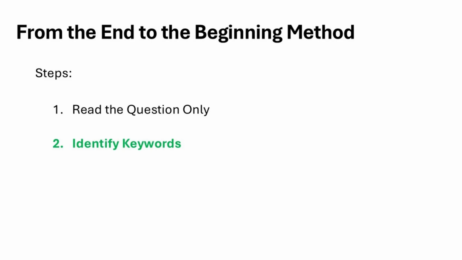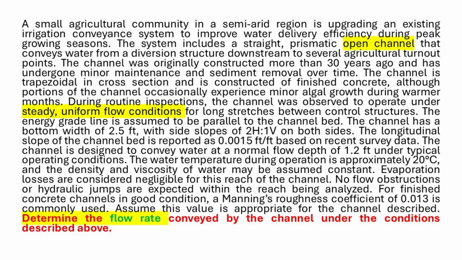Step number 2, identify keywords. Look for keywords in the question such as calculate, determine, estimate, at uniform flow, under steady state conditions. These keywords immediately narrow down the type of equations we need. Sometimes you need to quickly browse through the statement to get a better idea. Here we can take a quick look and highlight a couple of keywords in the statement, which include open channel, steady uniform flow conditions, and determine the flow rate.